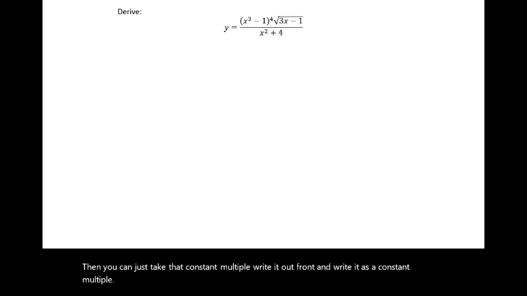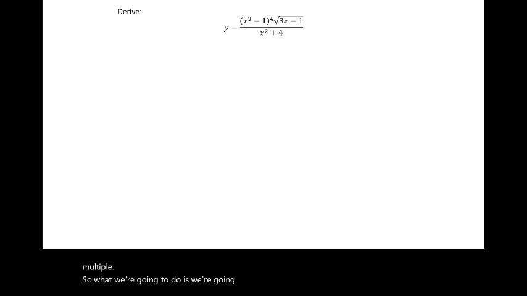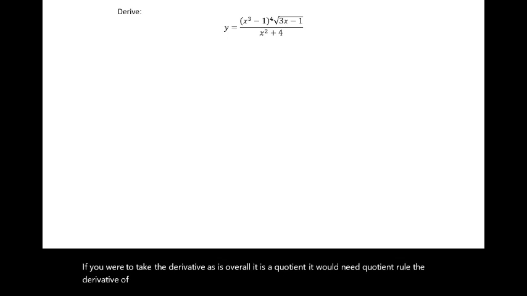So what we're going to do is take the derivative of this function here, which is x cubed minus 1 to the power of 4 times the square root of 3x minus 1 all over x squared plus 4. Now, if you were to take the derivative as is, overall it is a quotient, it would need quotient rule. The derivative of the top would require product rule, and the derivatives of both parts of the product would require chain rule. Now, is that doable? Yeah, that's doable.